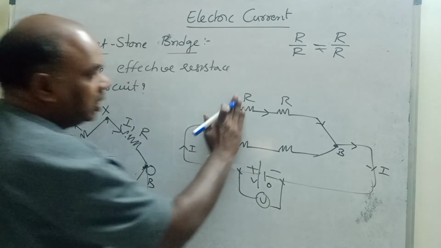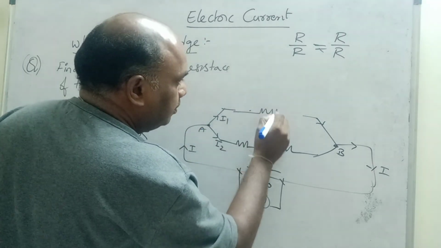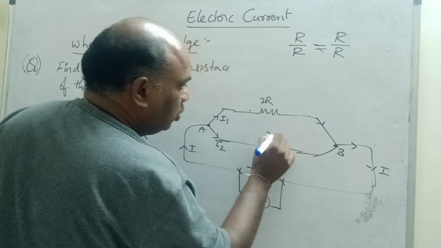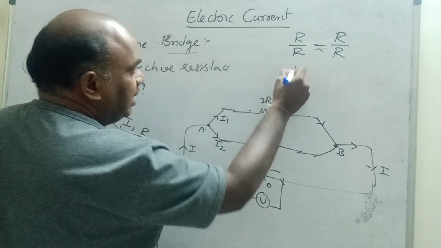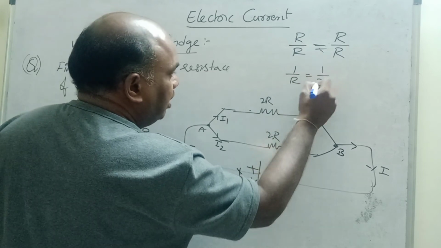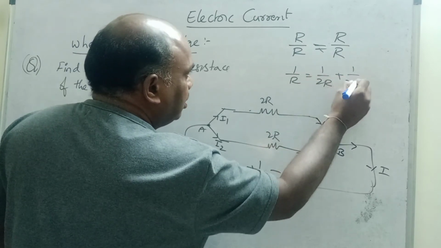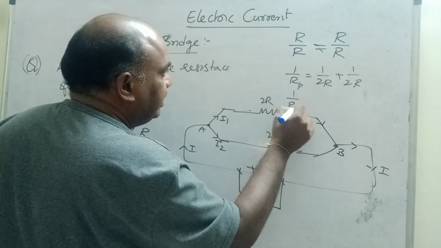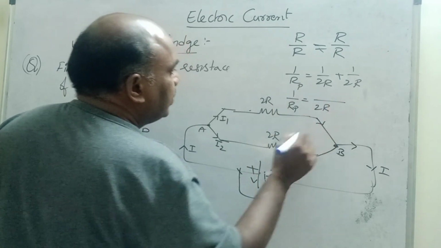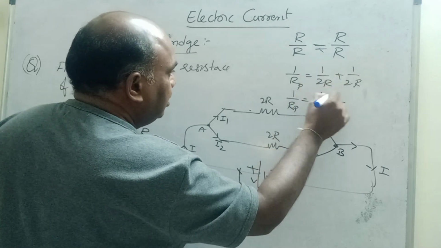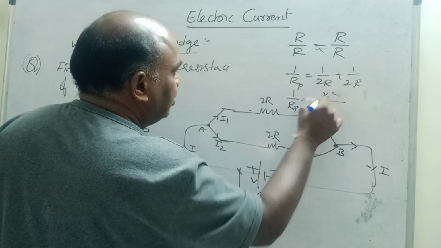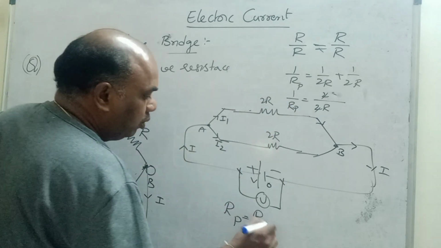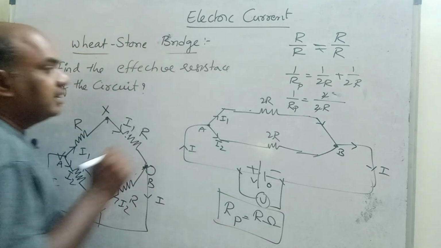Here the total current that comes out will be I. R plus R, 2R. This total resistance will be 2R. This total resistance will be 2R. 2R parallel 2R. So for parallel, 1 by R is equal to, what is the formula? 1 by R1 plus 1 by R2. R2 is 2R. So 1 by RP is equal to, LCM is 2R, numerator 1 plus 1, 2. 2 cancels. So 1 by RP is equal to 1 by R. RP is equal to R ohm. This is the total resistance of the circuit.